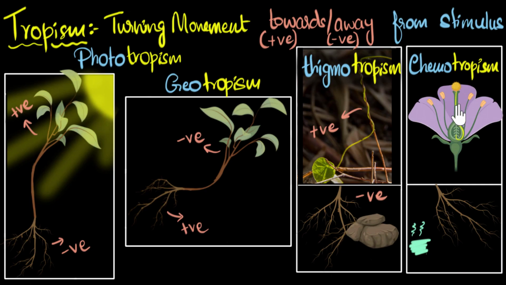Over here, notice the pollen tube is growing towards the chemicals released by the ovary. And so this is positive chemotropism. And over here, again, the roots are moving away from some harmful chemicals. So since they're moving away, this is an example of negative chemotropism. And that's pretty much it for this video.